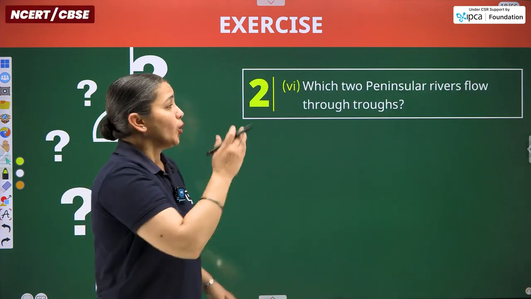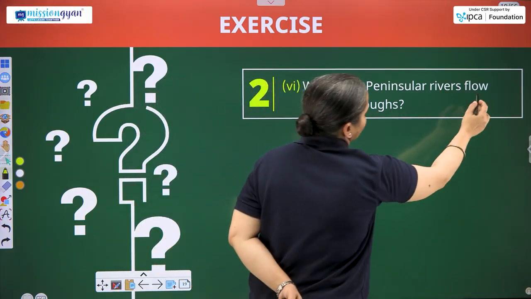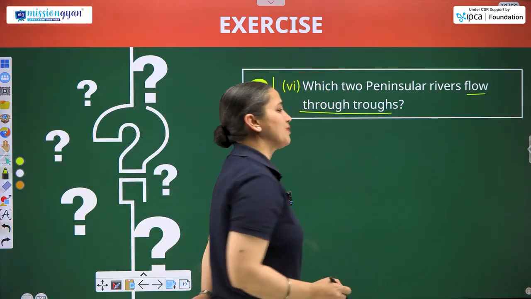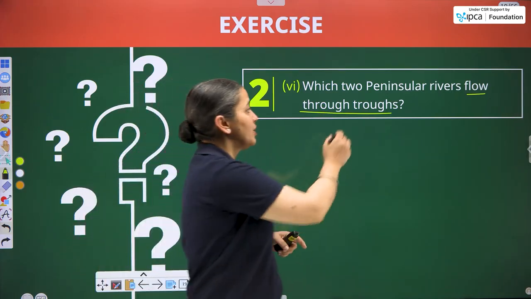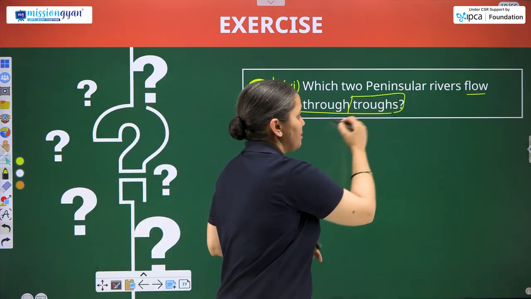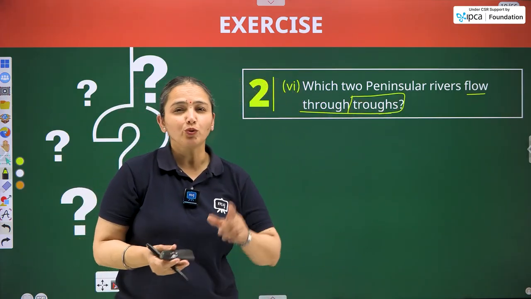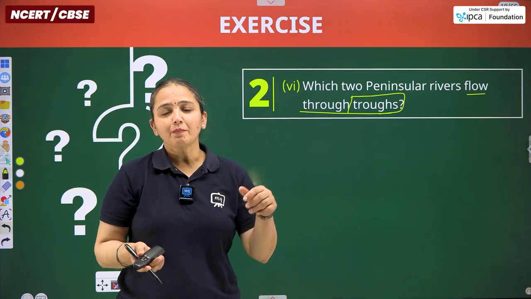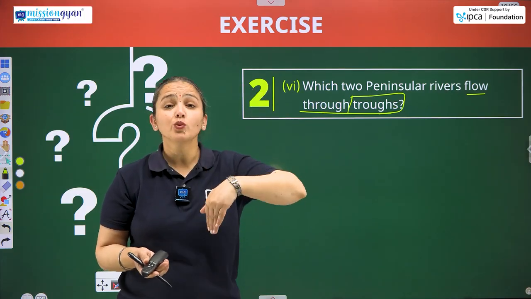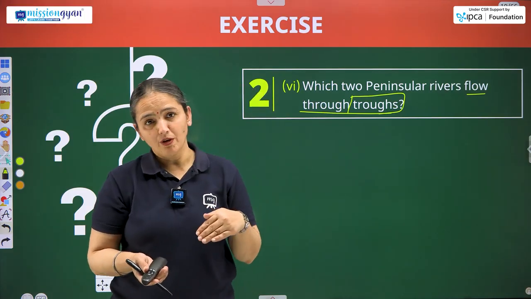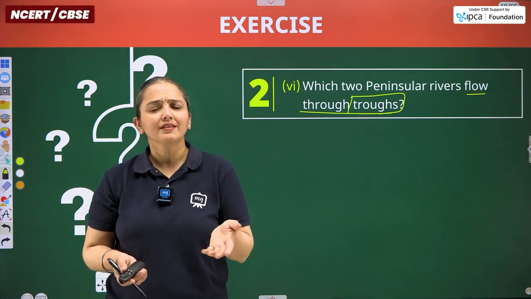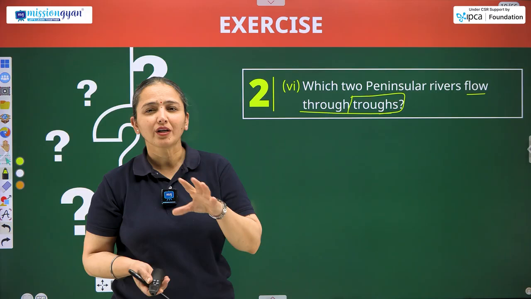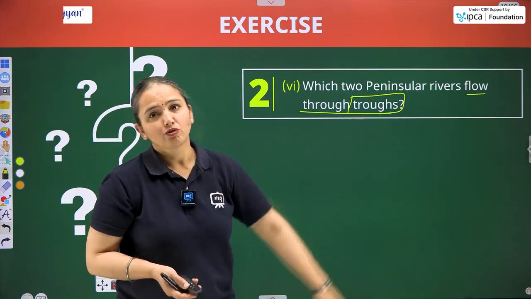Next question: which two peninsular rivers flow through troughs? Now you must be wondering that within the entire chapter we have not discussed this term troughs. So let me help you. We have discussed valleys. Valleys are basically downward sunken parts of the landform that are called troughs as well. So you can consider the other name for valleys or gorges, that is troughs.